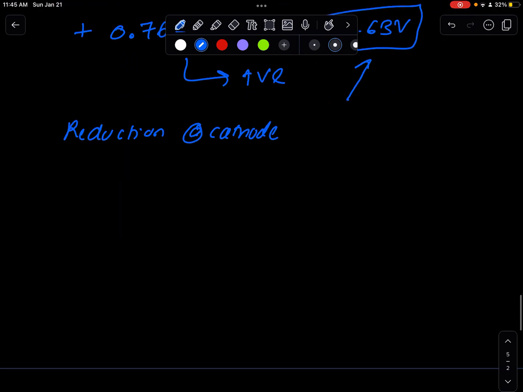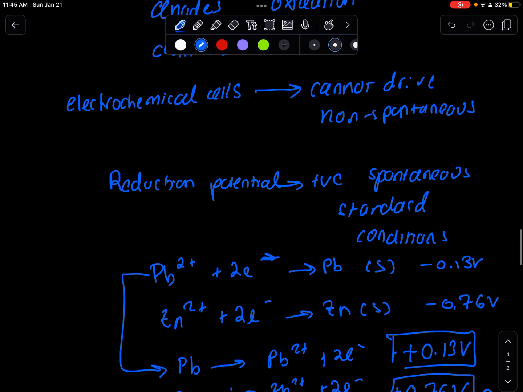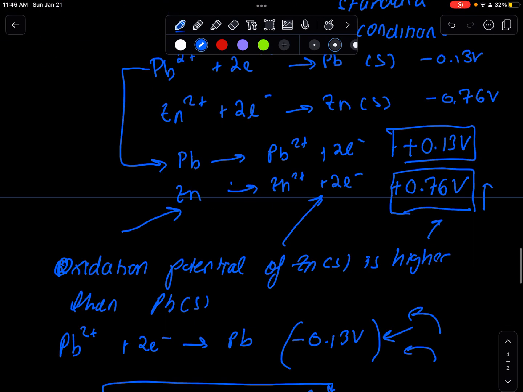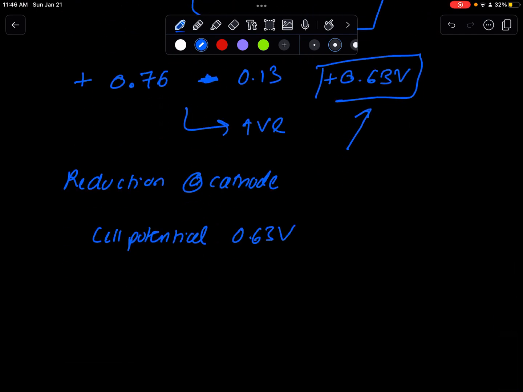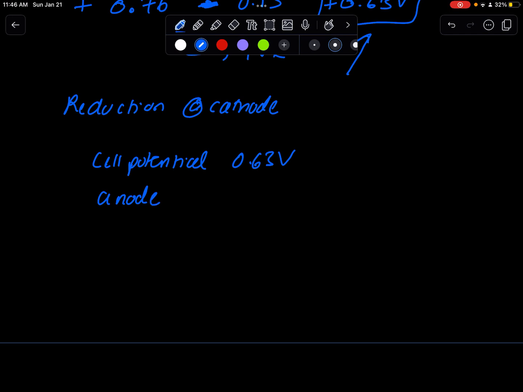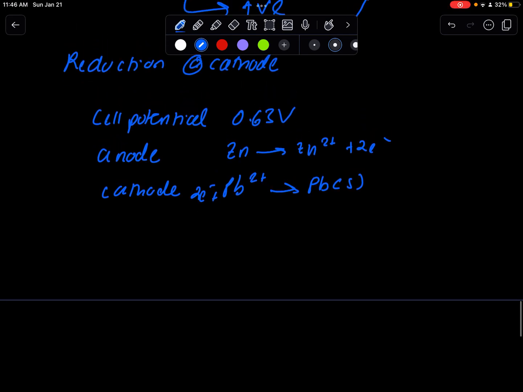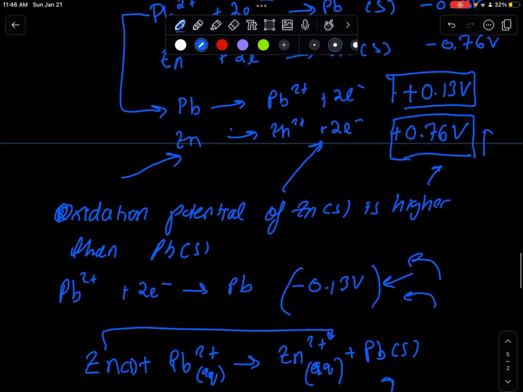So, we are now in a very good stage, because we have now figured out the following. We know that the cell potential, which is what we just calculated, is 0.63 volts. We know that at the anode, we get Zn to Zn2+. We know at the cathode, we get Pb2+ to Pb solid. And that's 2 electrons involved here. So, we know that this is oxidation. We know that this is reduction. Now, we have all the tools to understand what's going on in the electrochemical cell.